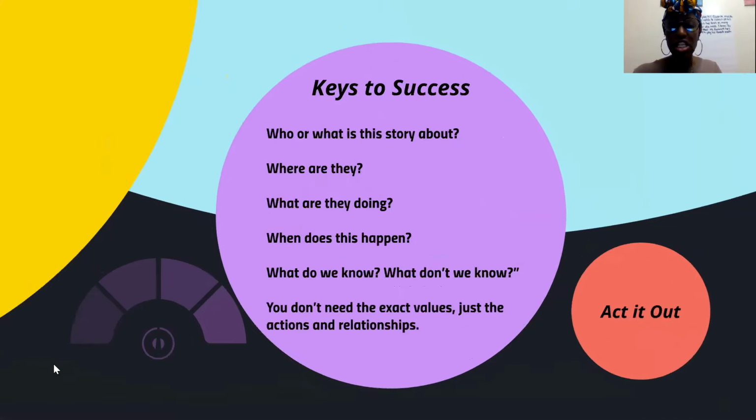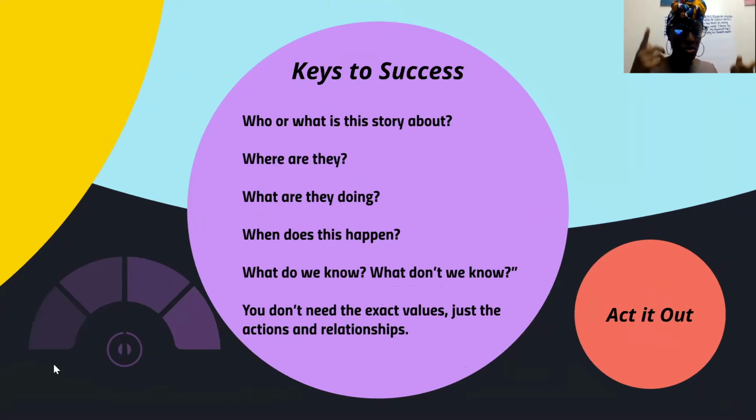And so let's start our visualization by doing a retell. So use your mental movie. What are you envisioning? And now, who or what is this story problem about? Where are they? What are they doing? When does this happen? What do we know? What don't we know? And remember, you don't need to focus on exact values, just the actions and relationships. So let's hear you retell it. Feel free to retell it to anyone around you, your sister, your pet, your little brother, your older brother, and then also retell it to me so that I can also hear that you're making sure to mention the relationships and actions and not focusing on the values. I'm listening.